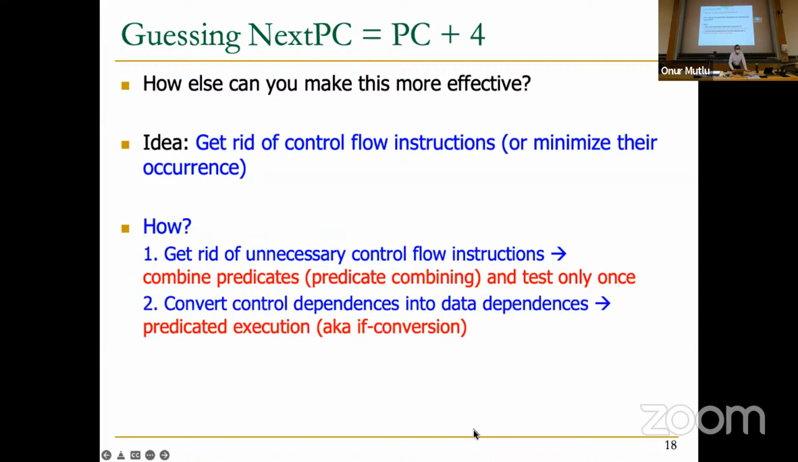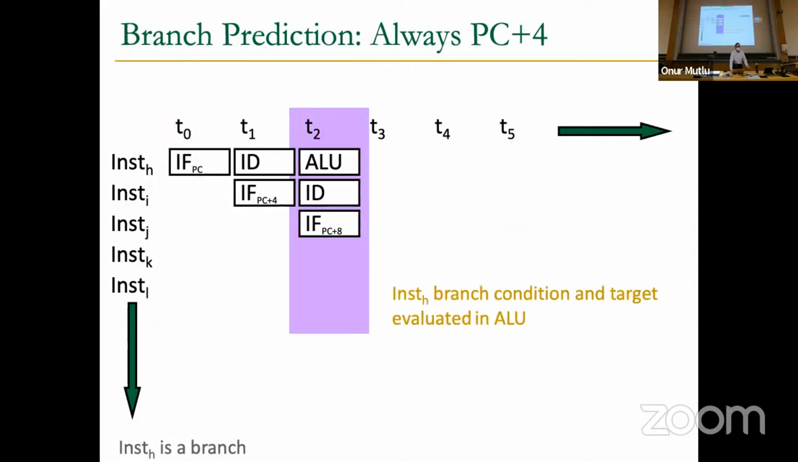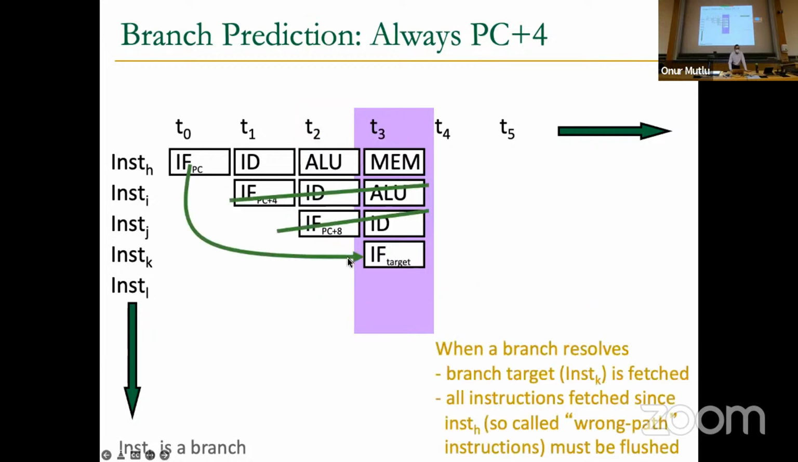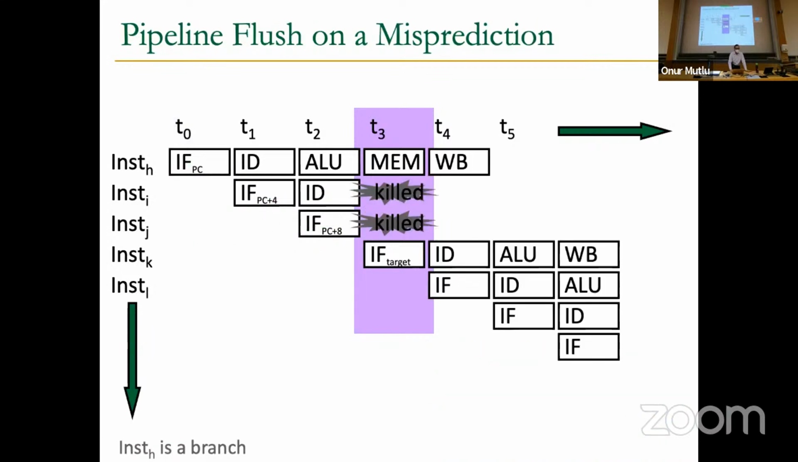And you can also convert control dependencies into data dependencies, as I briefly described with predicate execution. If we have time, I'm going to talk about that. But okay, we already know always PC plus 4 prediction. You can see that branch condition and target are evaluated in the ALU. And if you mispredict, you need to flush the instructions that are coming next. We've seen this, so that's why I'm going through this relatively quickly.